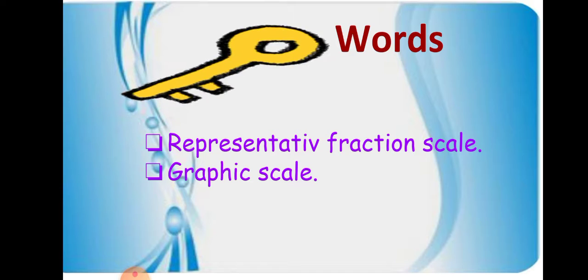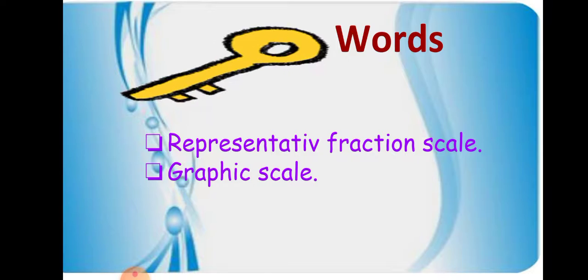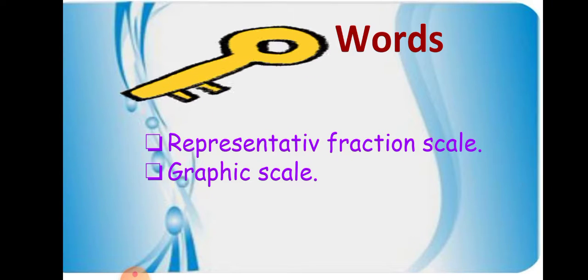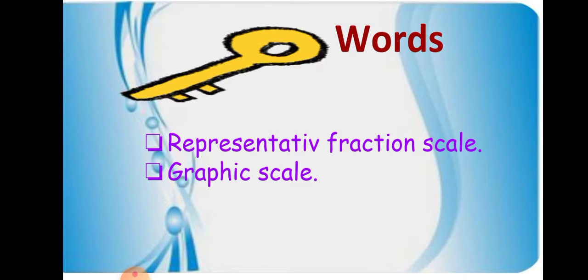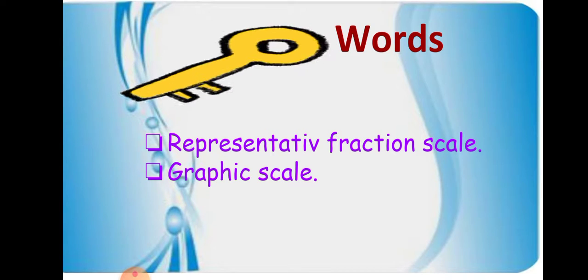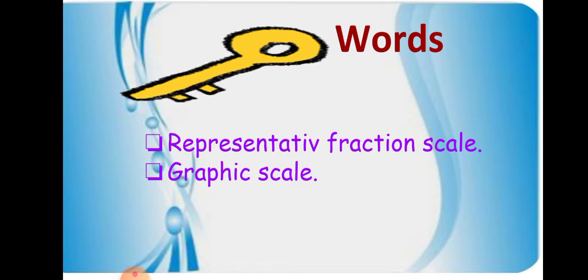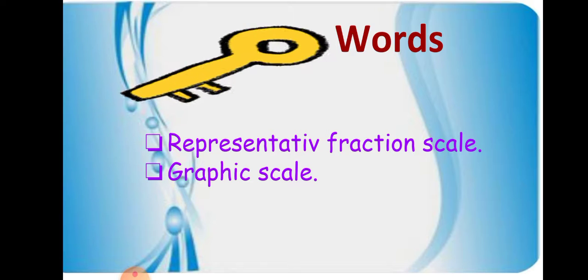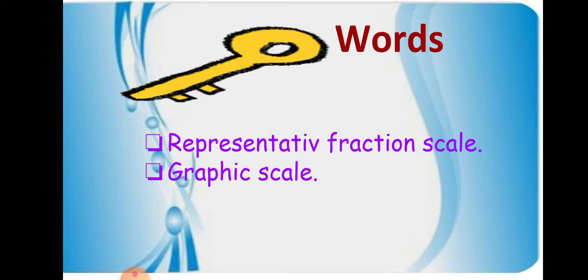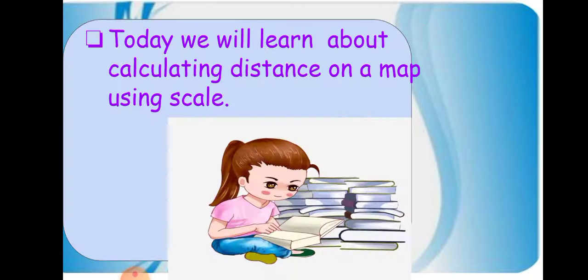Then graphic scale. Graphic scale or linear scale depicts visually how much a distance on a map represents distance on earth. To the right of the zero, the scale is marked in units of measure and is called the primary scale. A graphic scale is like a ruler which is drawn at the bottom of the map. I hope you understood these words because we will use them in today's lesson.